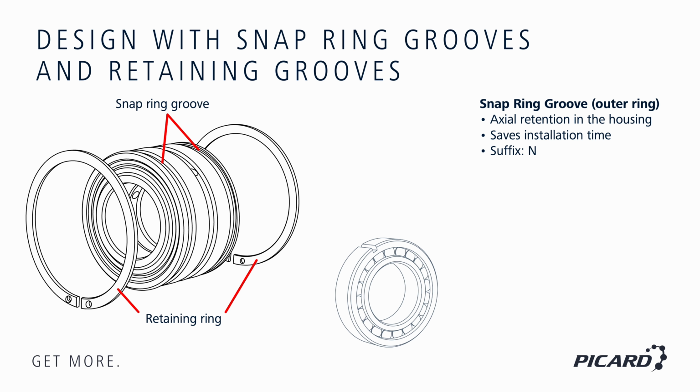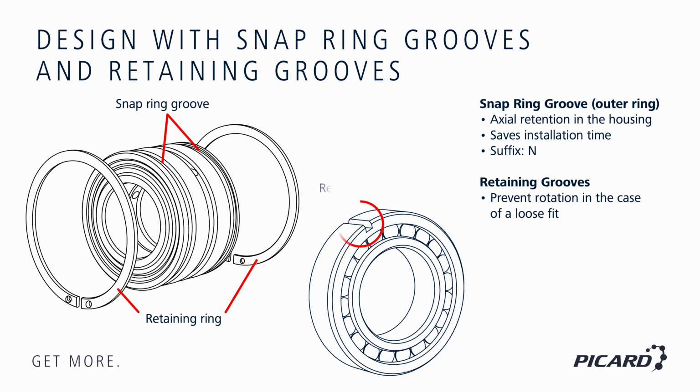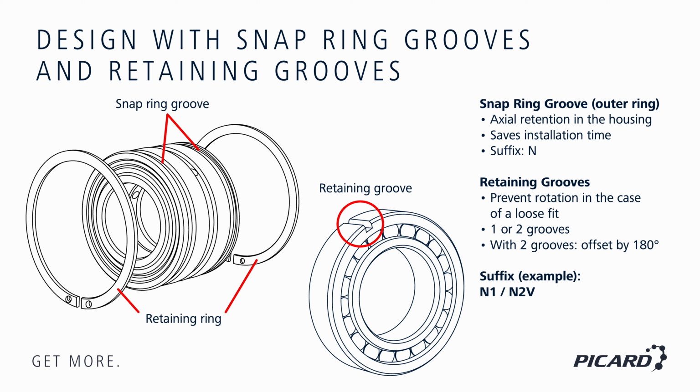Another variant is bearings with retaining grooves. These prevent the outer ring from rotating in the housing when a loose fit is used. Versions exist with 1 or 2 retaining grooves, with 2 grooves typically arranged offset by 180 degrees. These designs are particularly helpful when the bearing is not firmly seated in the housing, but still needs to be reliably secured. Depending on the manufacturer, these versions are designated, for example, with N1 for 1 locating slot notch and N2 for 2 locating slot notches.